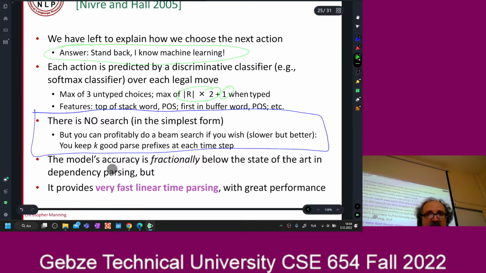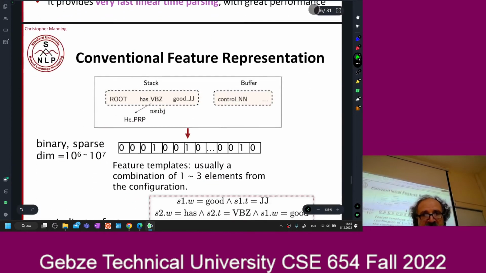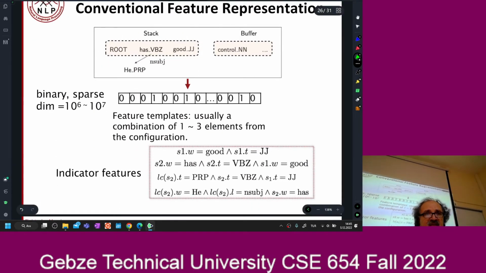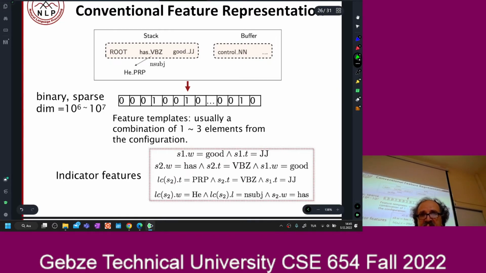Okay, the model's accuracy is fractionally below the state of the art in dependency parsing, but it is very fast. It is linear time parsing, and the performance is good. And this is the feature vector that we are going to use. This is the stack, and this is the buffer. In my buffer, it has good control, right? Has and good is in there, and control.